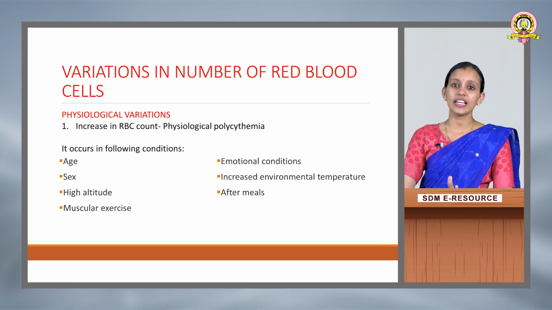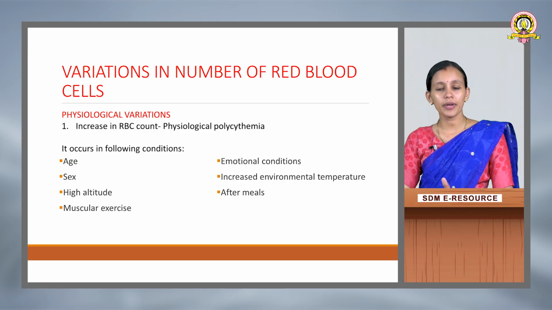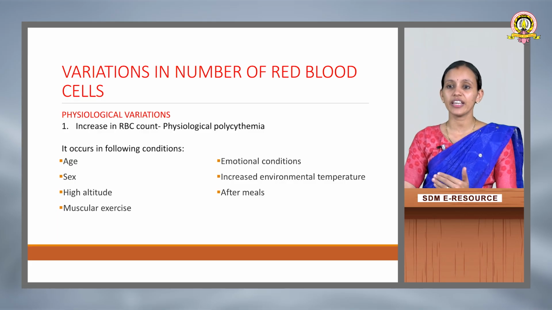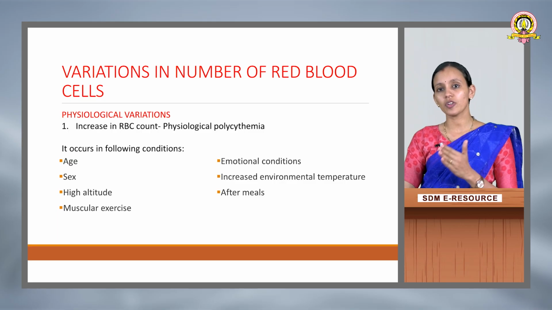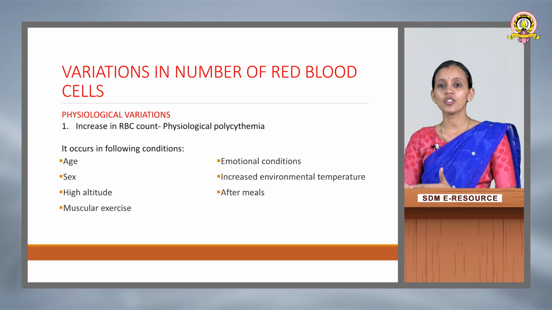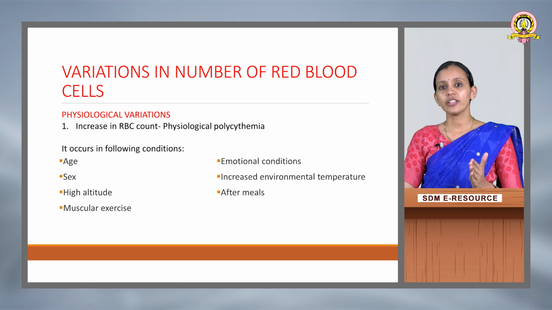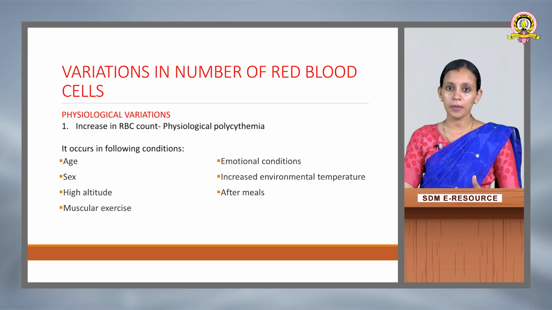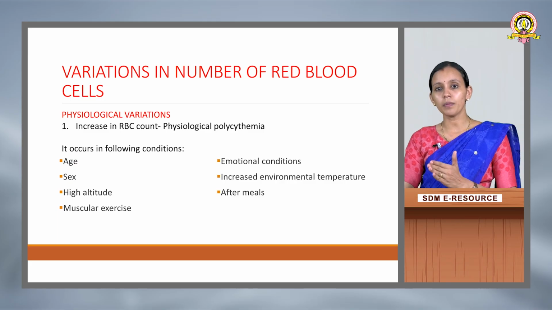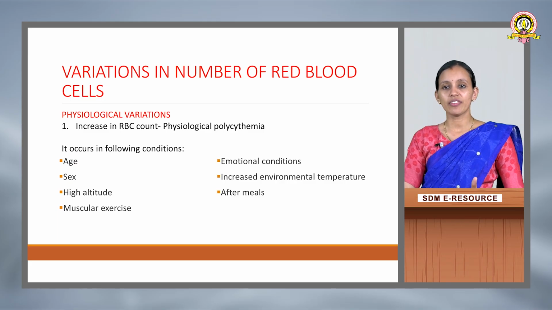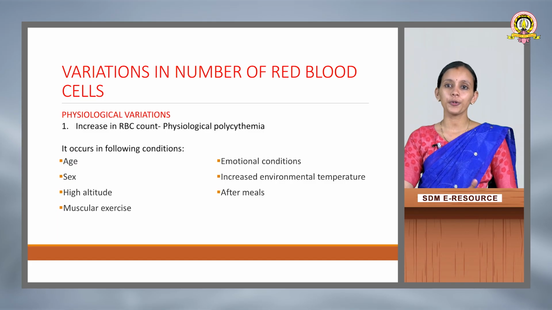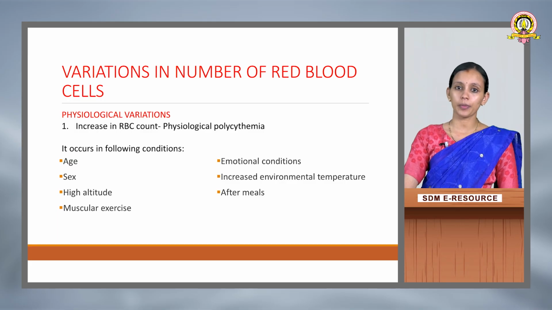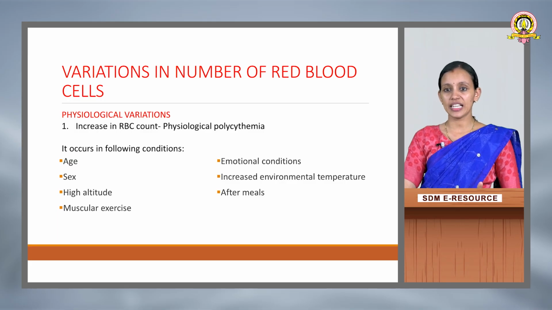The first one is age. In newborn babies the RBC count is very high, and as the baby grows up it will come back to normal numbers. In newborn babies the RBC count is around 10 millions per cubic mm, and when the baby reaches the adult stage, it will come back to 4.5 to 5 millions per cubic mm. And next is the sex.